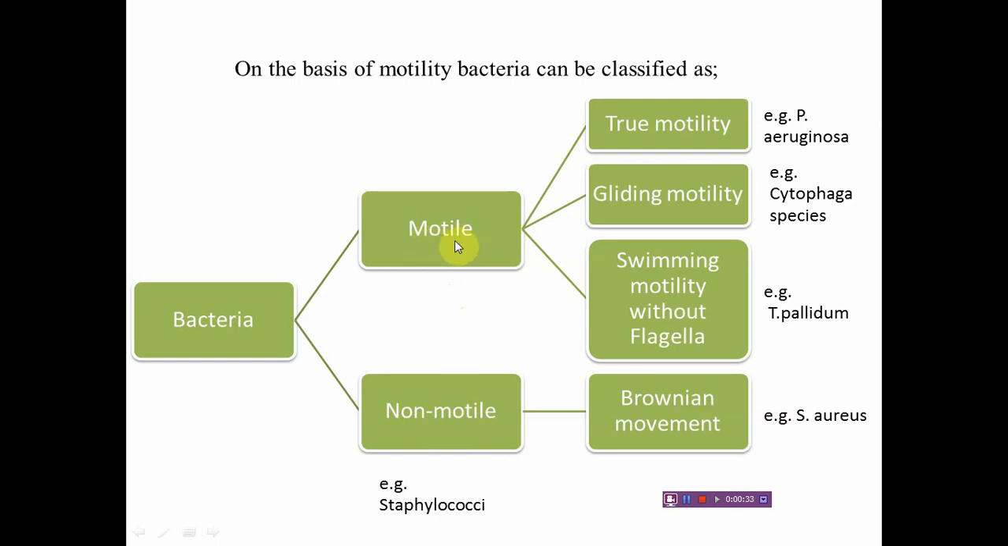Sometimes the cells are flagellated, they have a dedicated organ of locomotion, and because of the flagella present on the cells they are capable of performing true motility. It means that due to the flagellar movement, active motility is visible, or the cells are capable of generating the propulsive force due to the rotation of the flagella, and because of that the cells move. This is true motility of the cells.